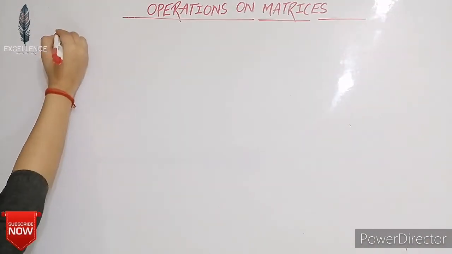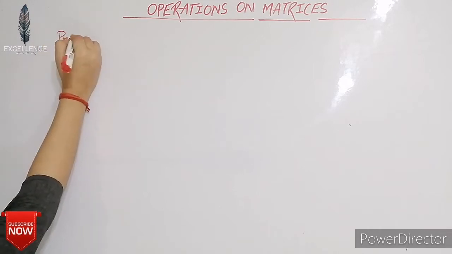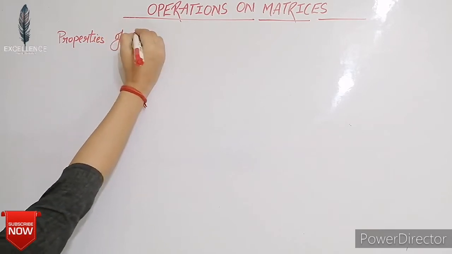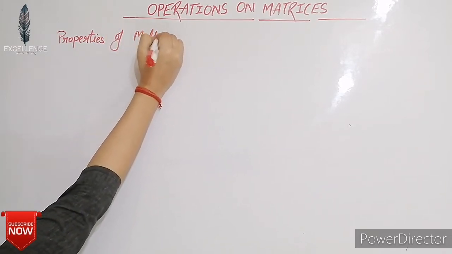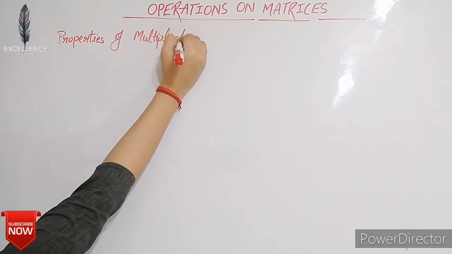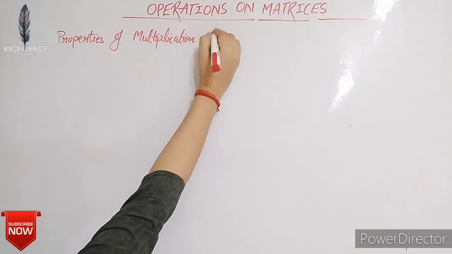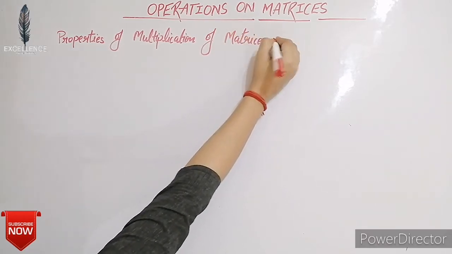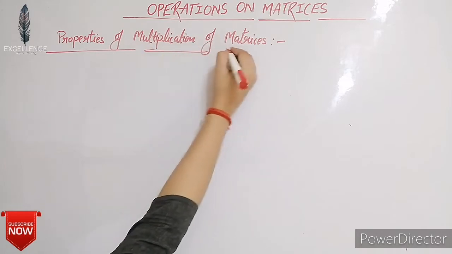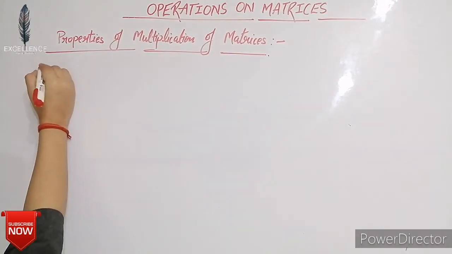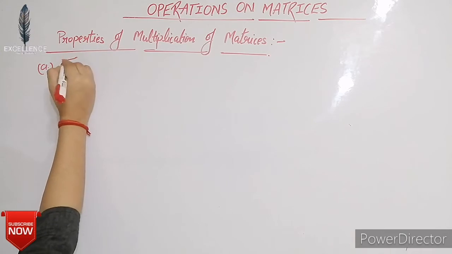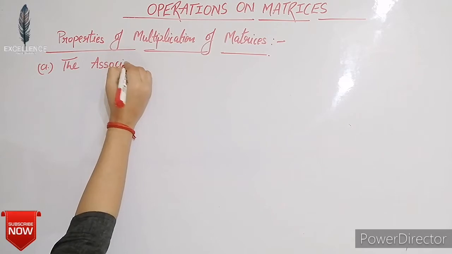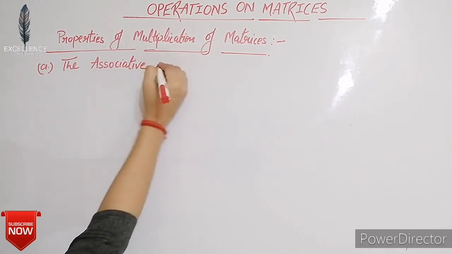Okay. Now let's see the properties of multiplication of matrices. Let's see the first property, the associative law.